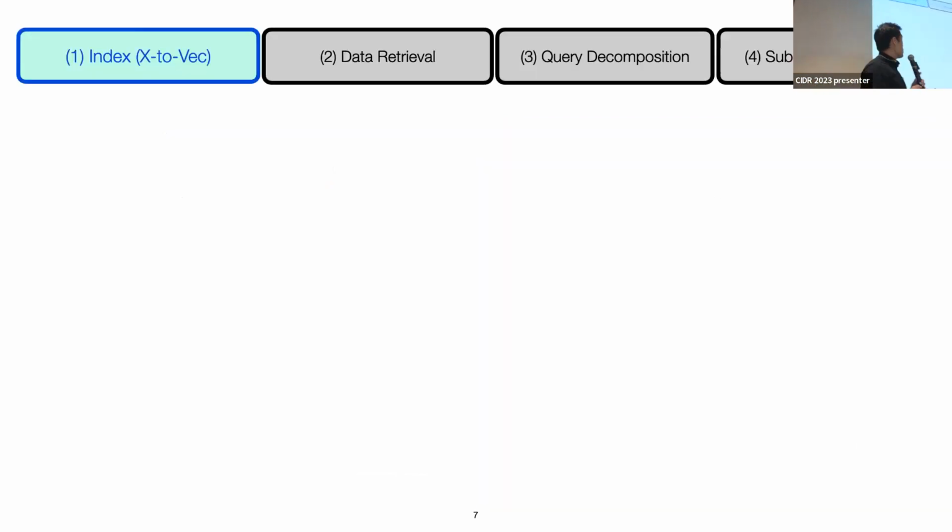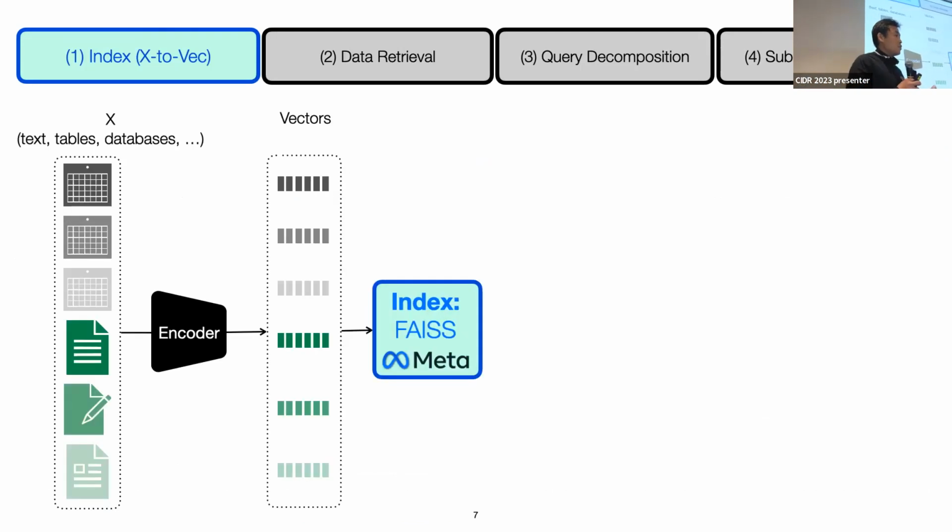So we have 4 steps. The first one is index. The basic idea is X to vector. We want to index any data sets to vector embeddings.